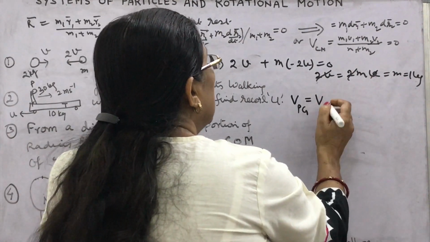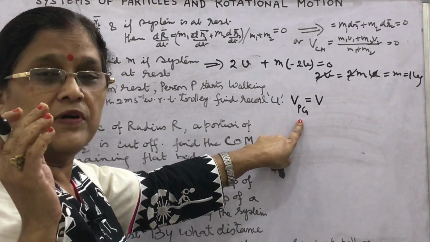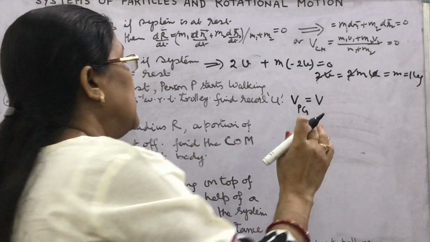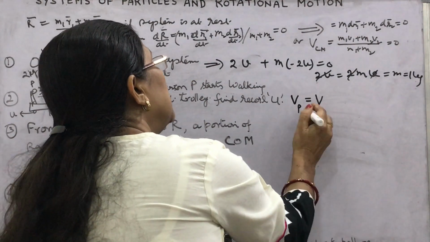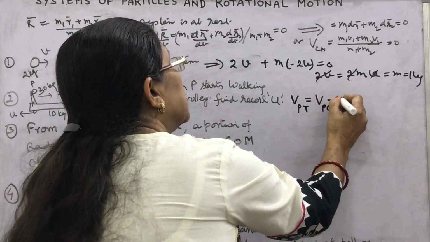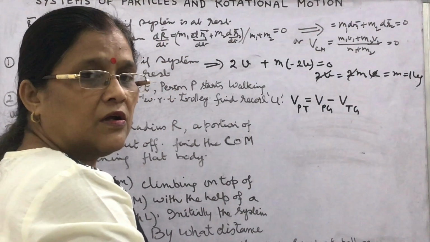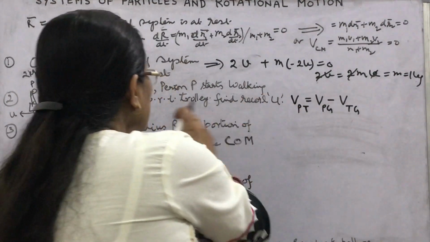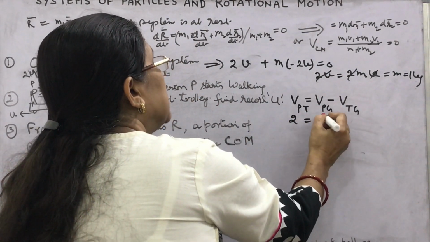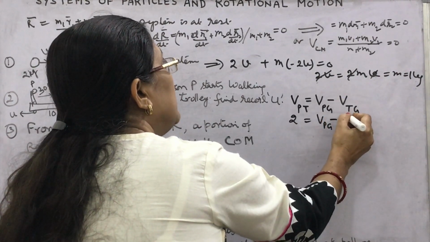If velocity is given, you have to find the velocity of the person with respect to the ground. If the velocity of the person with respect to the trolley is given as 2, you write: velocity of person with respect to trolley equals velocity with respect to ground minus velocity of trolley with respect to ground. What is given? 2 meters per second. You write here 2 equal to velocity of person with respect to ground. You have to find the velocity of trolley with respect to ground.